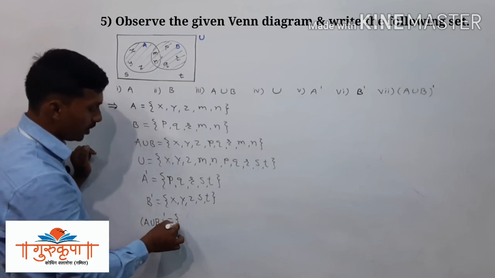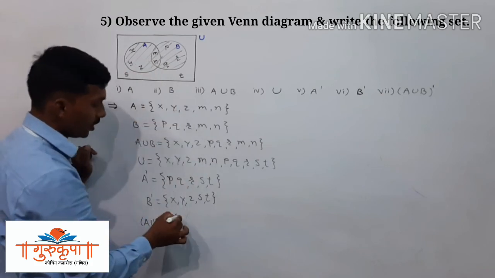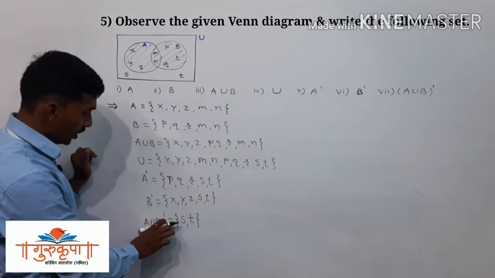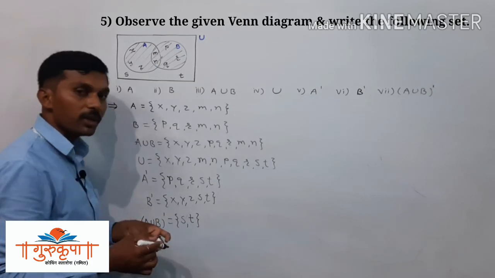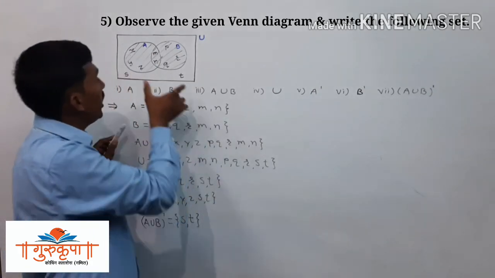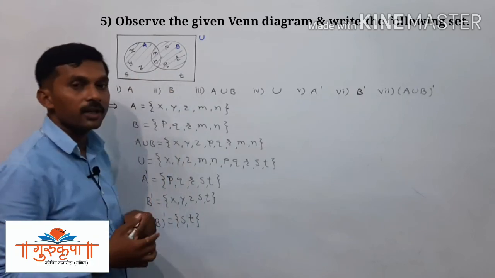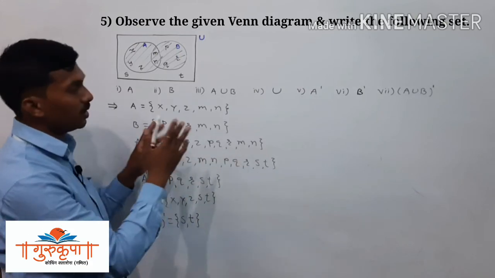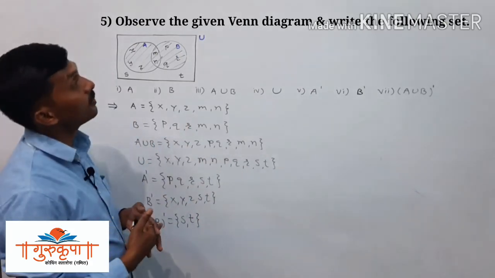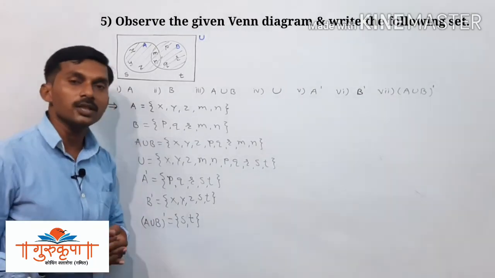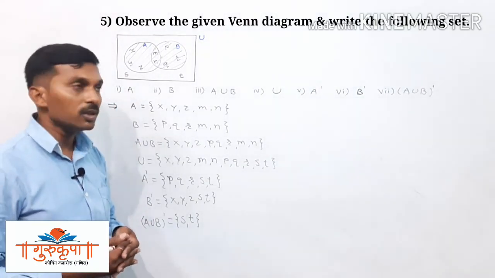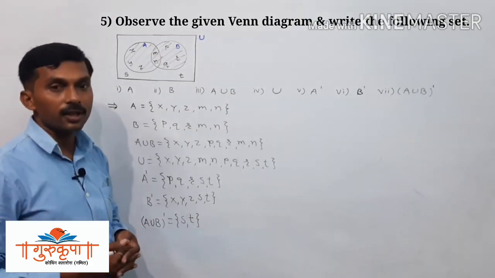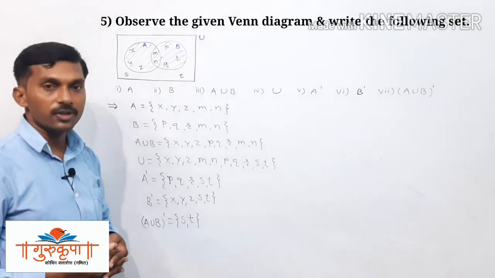Complement of A union B is equal to, in the curly brackets, S comma T, that is the complement of A union B. Remove all the elements of A union B from the universal set and the remaining elements are only S and T. So this is all about question number 5 of practice set 1.4. Here we complete practice set 1.4. The remaining part, that is problem set 1 from the lesson set, we will take in the next video lecture. Thank you.